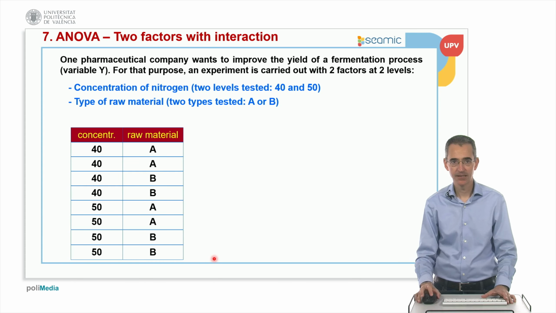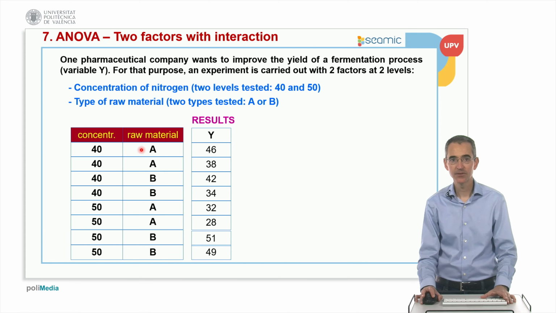And this is the experimental matrix. So we have the two types of concentration and the two types of raw material. Then we have that 40A has been tested twice, and the same for every combination. So we have four treatments, the four combinations of the two factors, and every one has been tested twice. So we have 8 trials. This is the result for every one of the trials obtained experimentally.